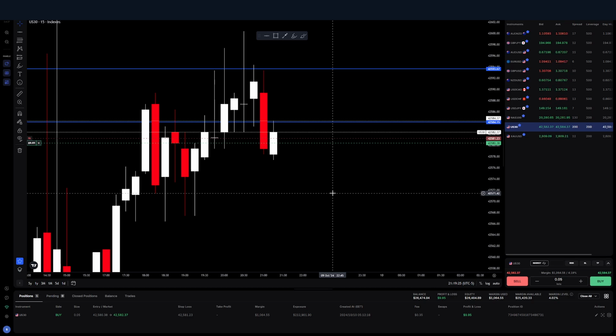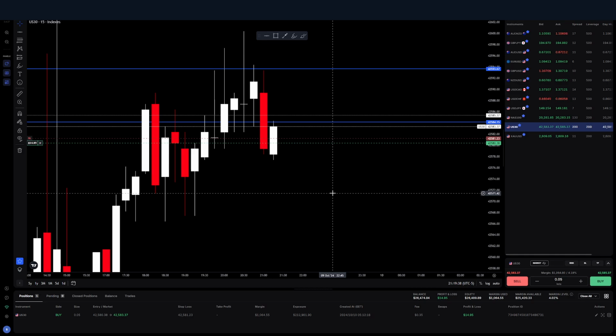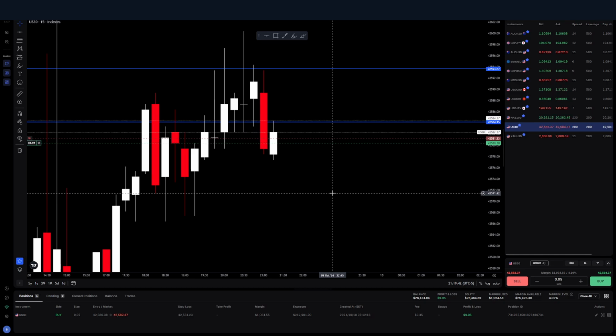But again, not using a stop loss, guys. Some traders skip using a stop loss altogether, relying solely on their judgment, which can lead to significant losses, especially in fast moving markets. Always have a stop loss in place. Always have a stop loss in place, guys.